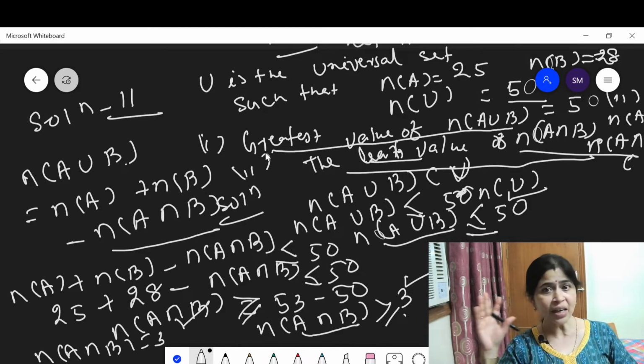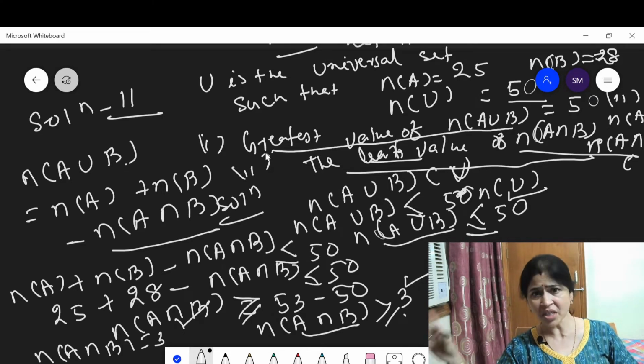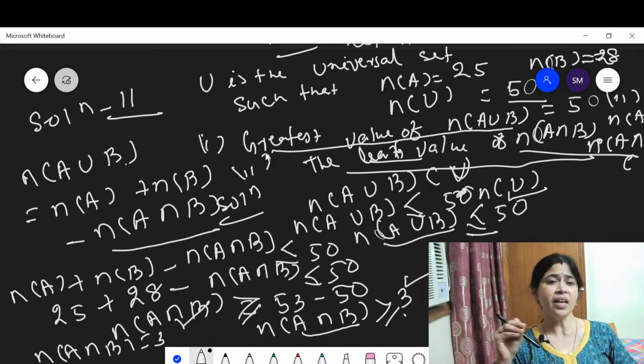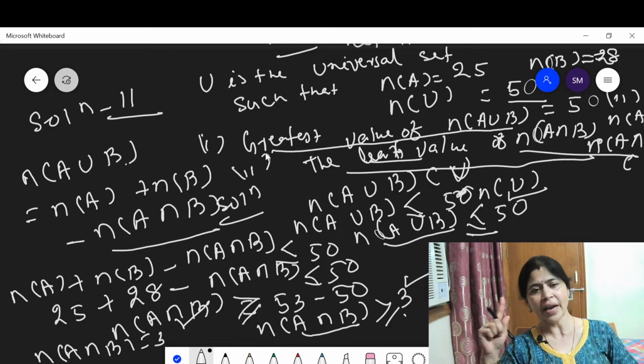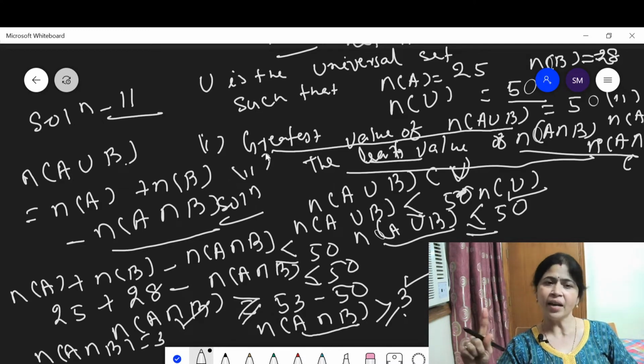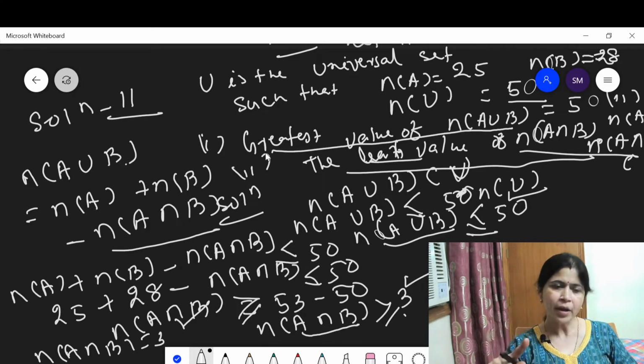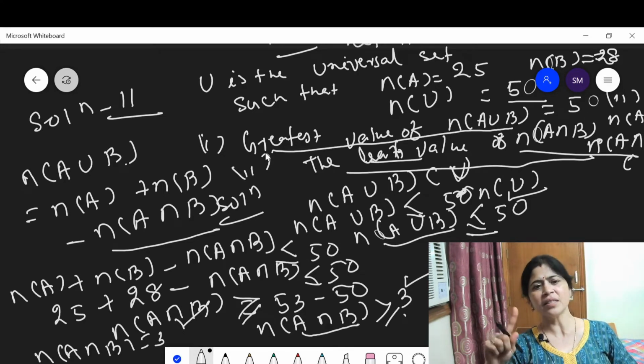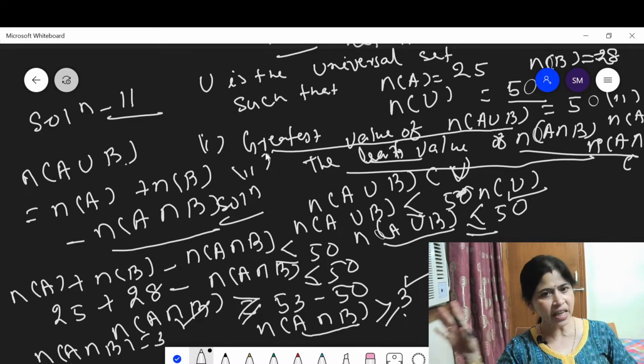Here the second question says to find the least value, the minimum number of elements that can be in A intersection B. As you know the theory, n(A union B) is equal to n(A) plus n(B) minus n(A intersection B). But here we have the data given: the number of elements in A is 25, n(B) is 28, minus n(A intersection B) is always less than or equal to 50, because the number of elements present in the union set is less than or equal to 50.